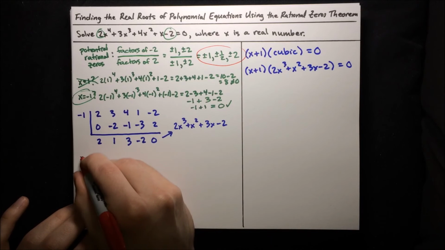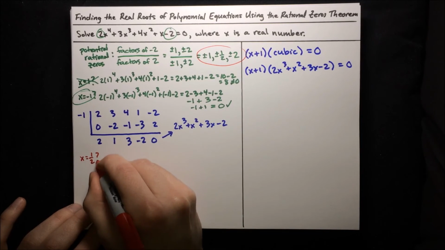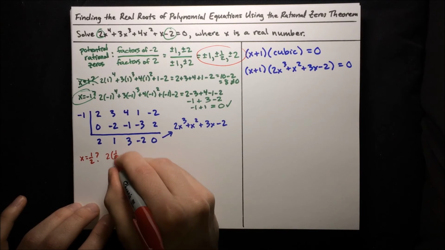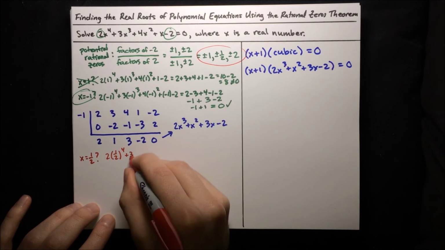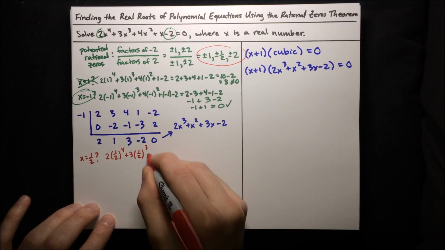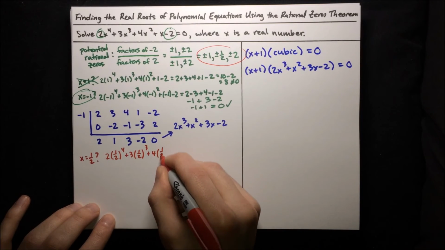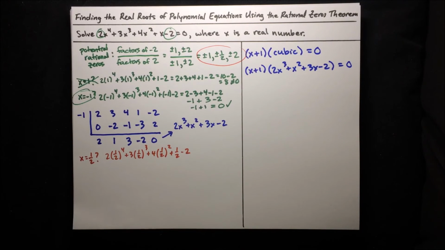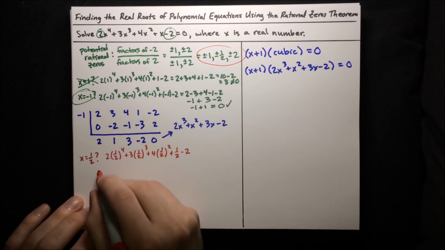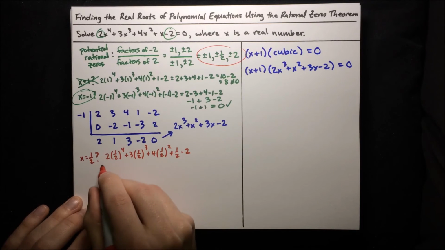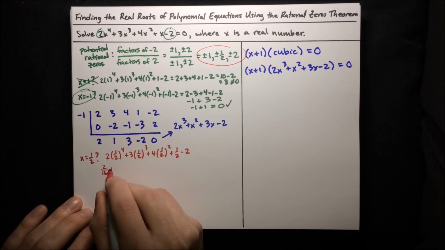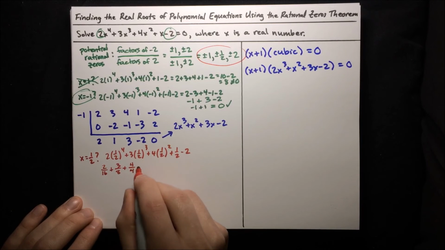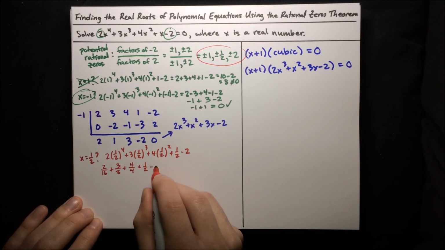Let's test x equals a half. Does that work? So let's go ahead and plug that in. That's 2 times a half to the fourth, plus 3 times a half to the third, plus 4 times a half squared, plus a half minus 2. And let's go ahead and evaluate that. So that's 2 over 16, then plus 3/8, then plus 4/4, plus a half, minus 2.